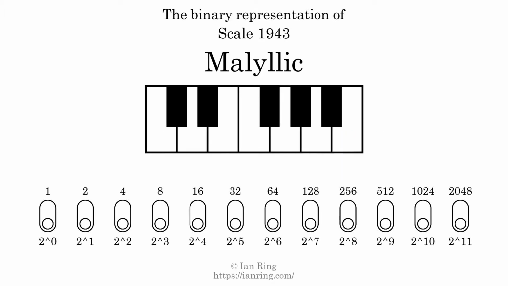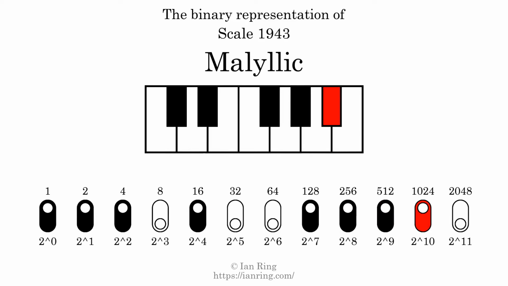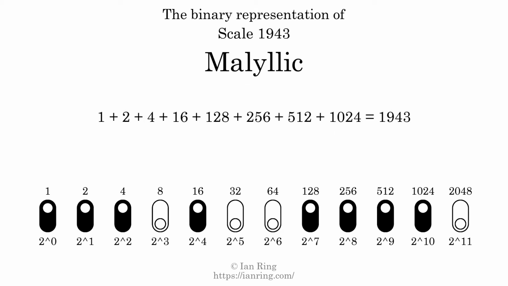The binary representation of this scale is determined by mapping tones of the scale to binary digits. Each binary digit represents a power of 2. To get the scale number, we add the powers of 2 together. The powers of 2 that are present in the scale, all added together, equals 1943. That is why the scale number, in decimal, is 1943.